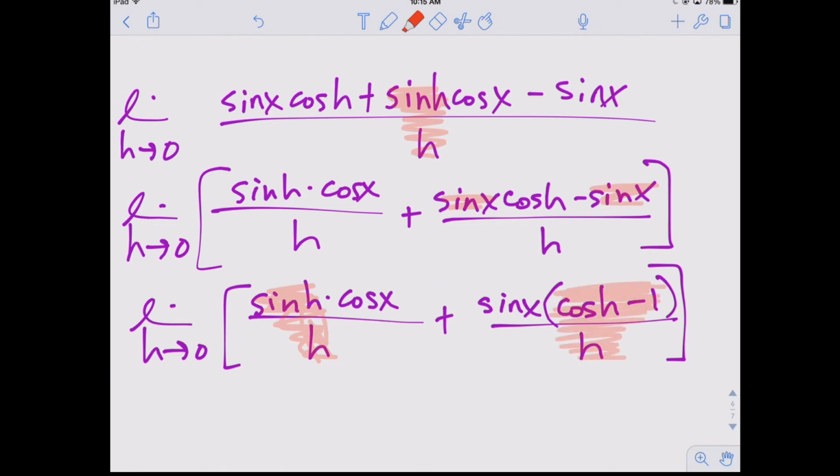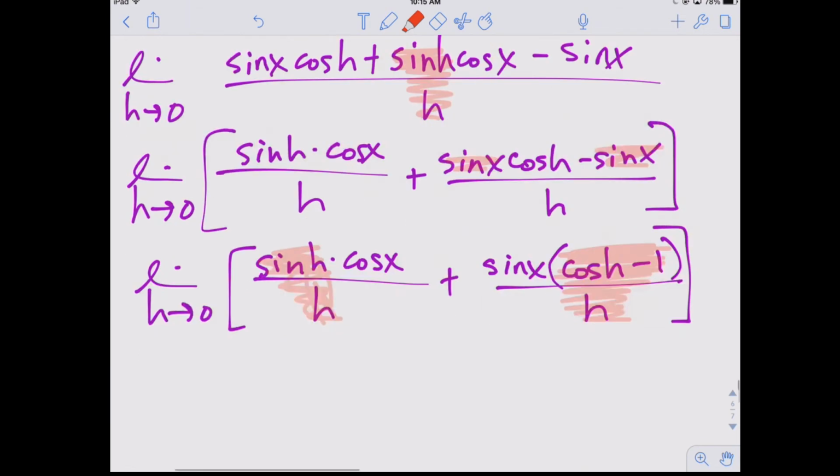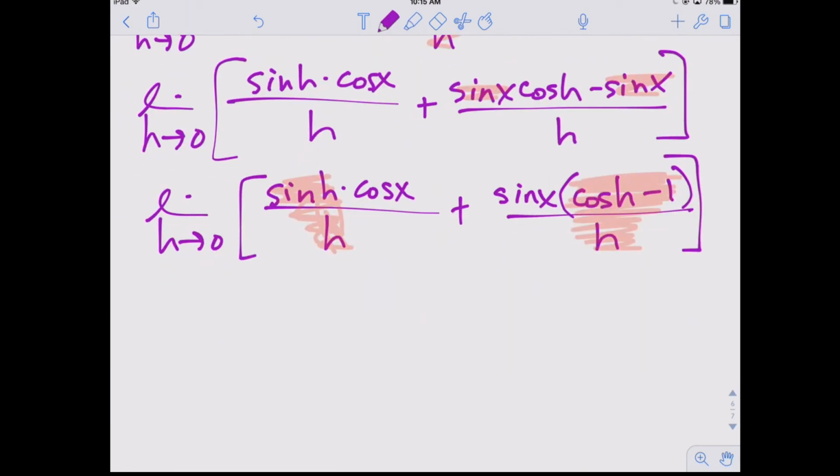Is that anything we memorized? That's equal to what? 0. I think we got it. We're ready to go. So in the first term, the highlighted part becomes 1 times cosine of x, which is a constant, plus sine of x, which is a constant, times the limit of cosine h minus 1 over h, which becomes 0.